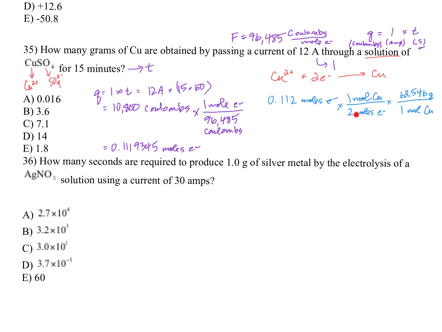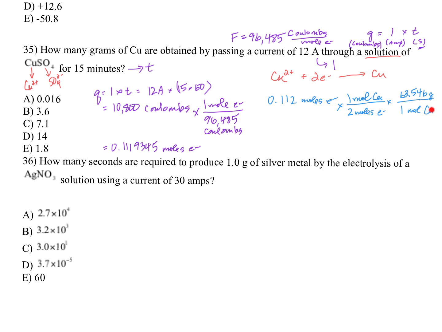I'm going to multiply it by a mole-to-mole ratio with moles of electrons from the bottom, 2 moles of electrons from the equation, to 1 mole of copper, which is the substance I'm interested in, on the top. My final units have to be grams of copper, so I need another conversion factor that gives me moles of copper into grams of copper.